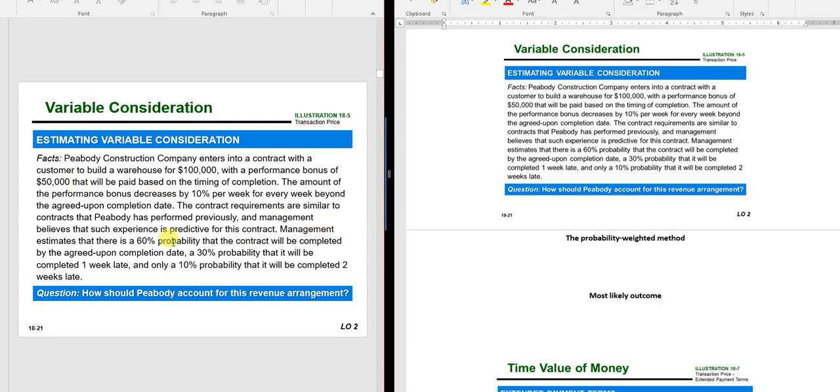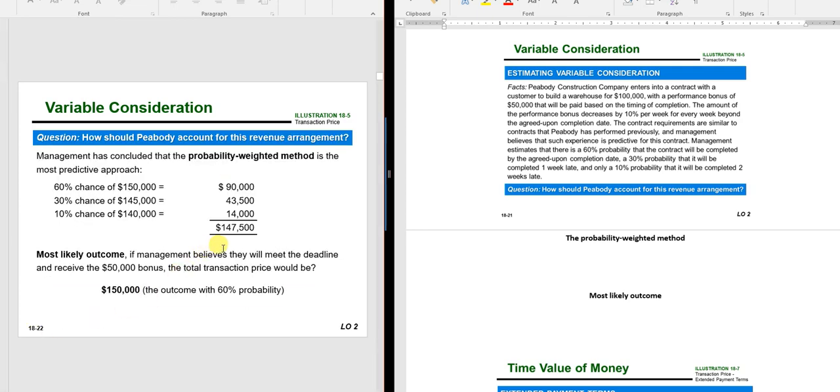Okay, there's a 60% probability that it will be completed by the agreed upon completion date, a 30% probability of completion 1 week late, and a 10% probability it's 2 weeks late. So notice these add up to 100. And so what do I do with this revenue arrangement? You actually weight this bonus based on the probability. Okay, so we have $100,000 plus $50,000, and there's a 60% chance of that. So we have $90,000 there.